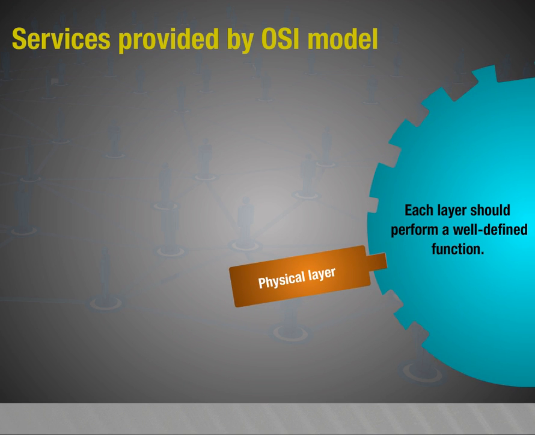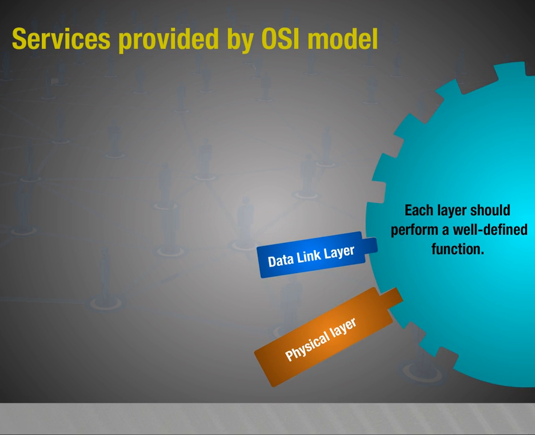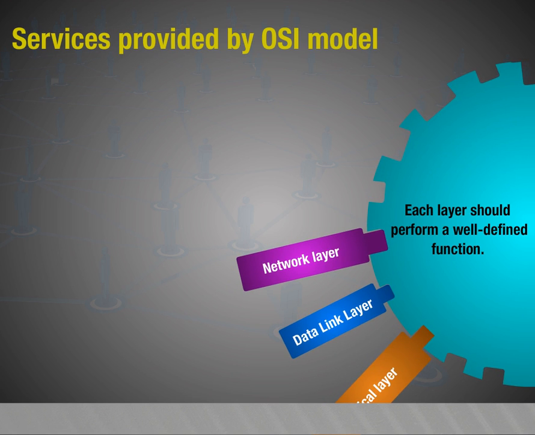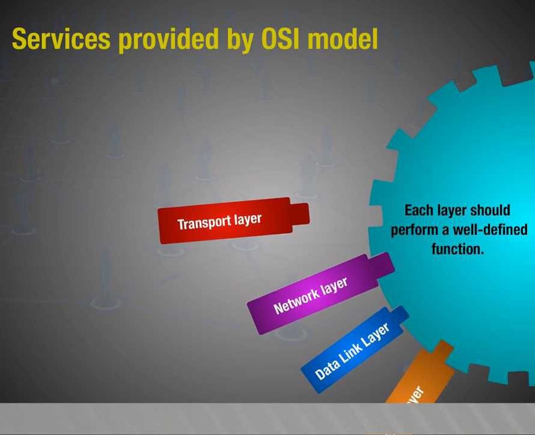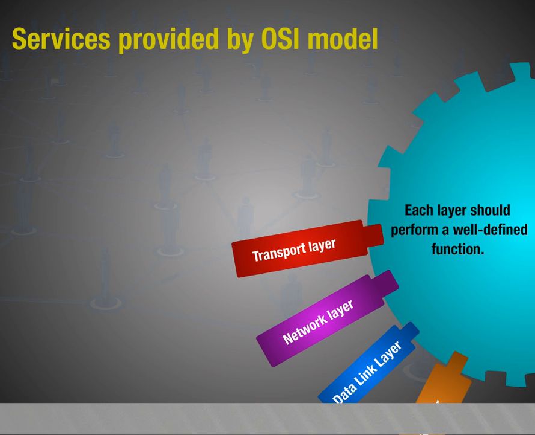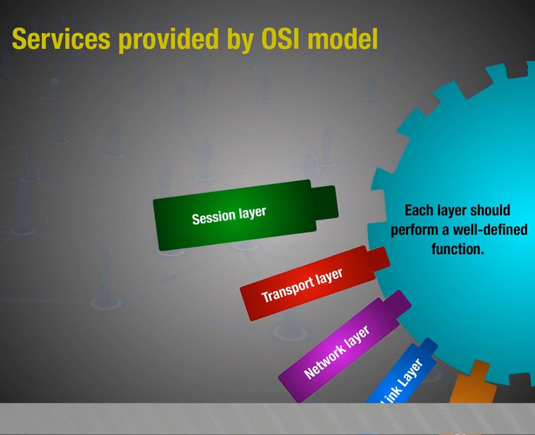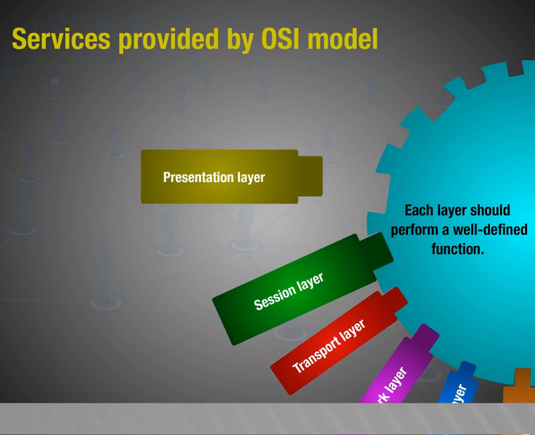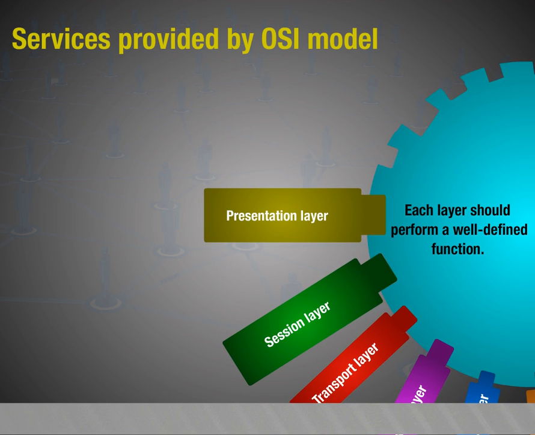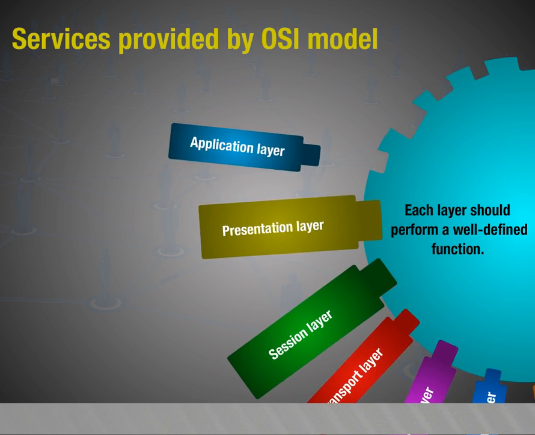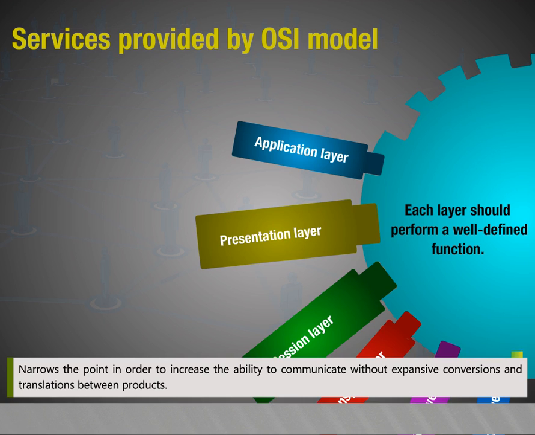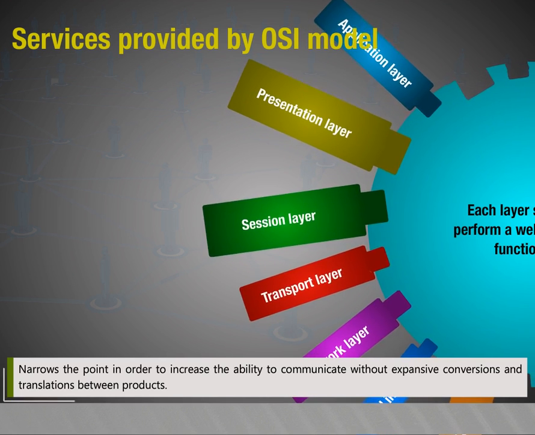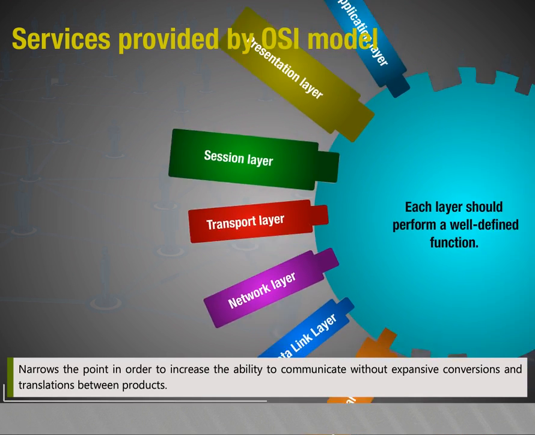Physical layer, data link layer, network layer, transport layer, session layer, presentation layer, application layer. This narrows the points in order to increase the ability to communicate without expensive conversions and translations between products.